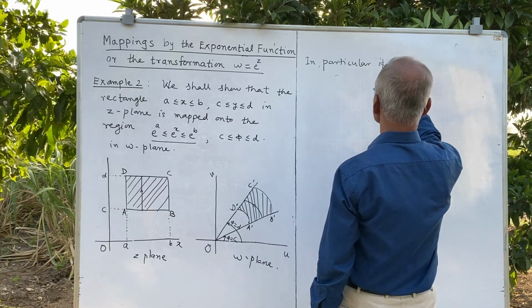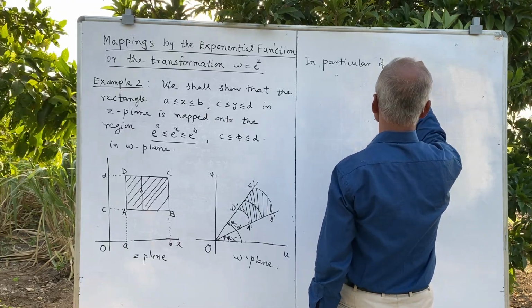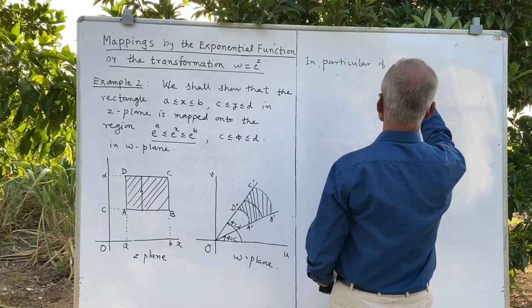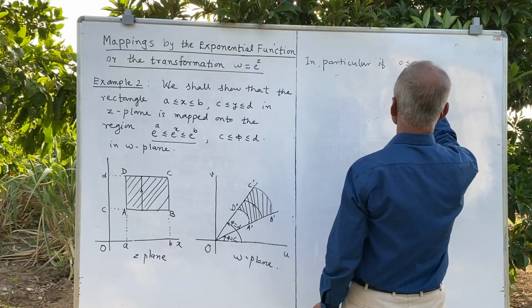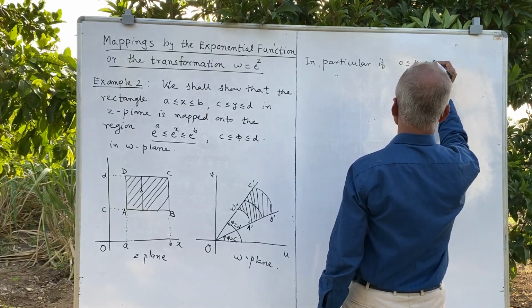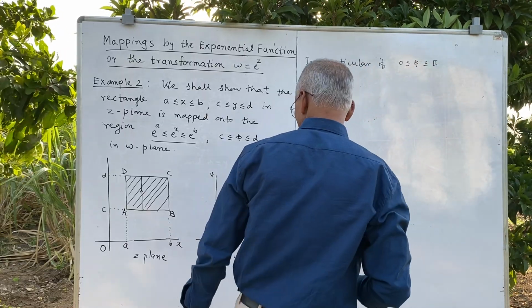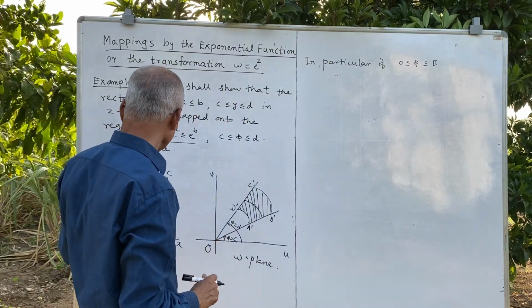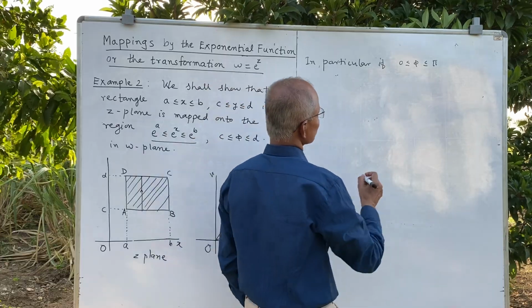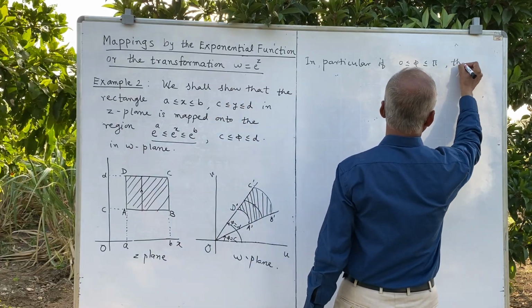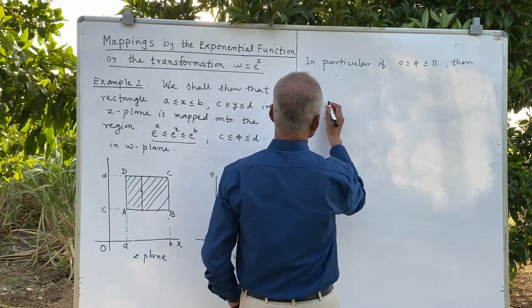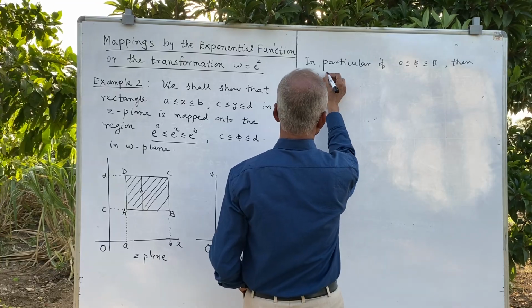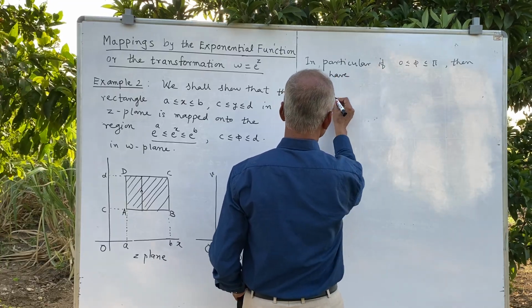In particular, if 0 is less than or equal to phi is less than or equal to pi, that means this angle is between 0 to pi, then what about the region here? Then we have, see, the figure will be like this.